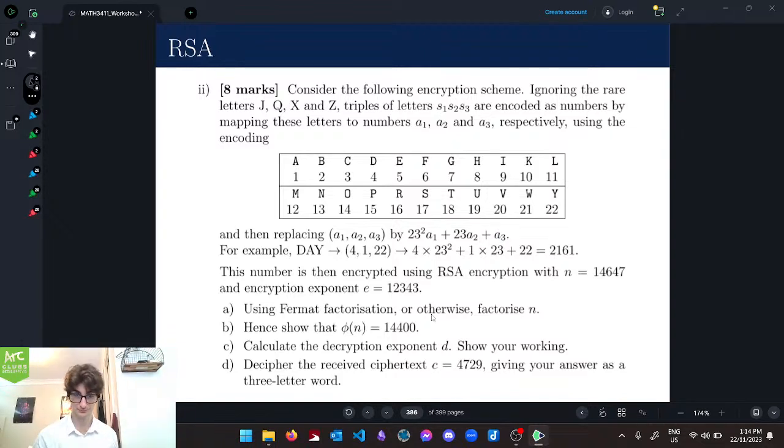Then replace A1, A2, and A3, the triple, by 23 squared times A1, plus 23 times A2, plus A3. So for example, day, which is D, A, Y, that is going to be 4, 1, and 22, is 4 by 23 squared, plus 1 by 23 plus 22, which is 2161. This number is then encrypted using RSA encryption with a very large n and encryption exponent. Using Fermat's factorization or otherwise, factorize n.